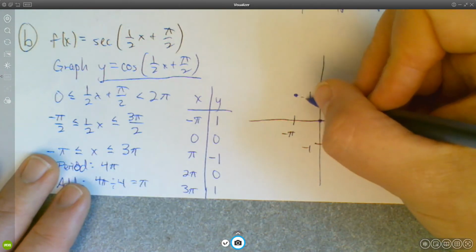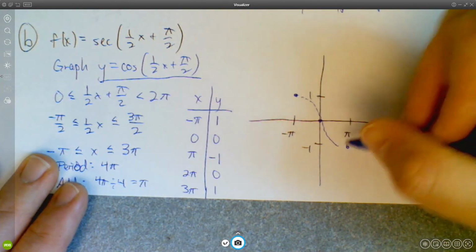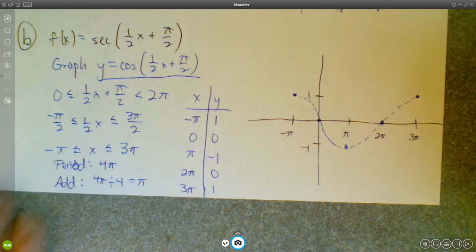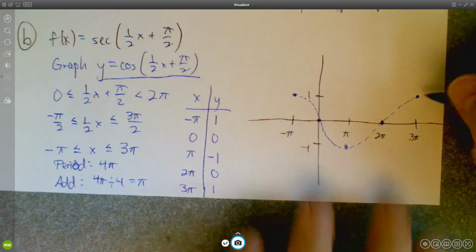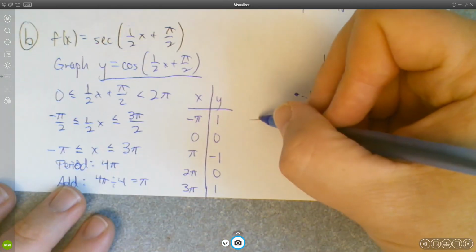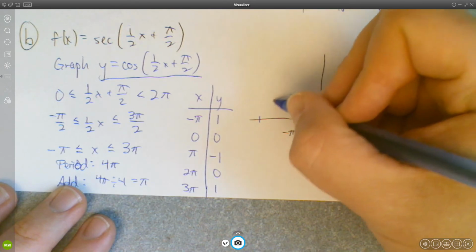Okay, so it's going to look something kind of like that. This thing is going to keep going forever and ever though. So by the time we get over here to 4 pi, so let's say that that's 4 pi, it's going to be back down to 0. And maybe this is negative 2 pi, right? It's going to be back down to 0.